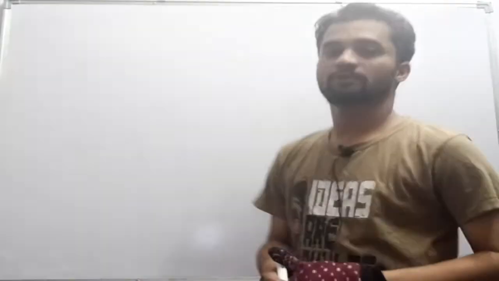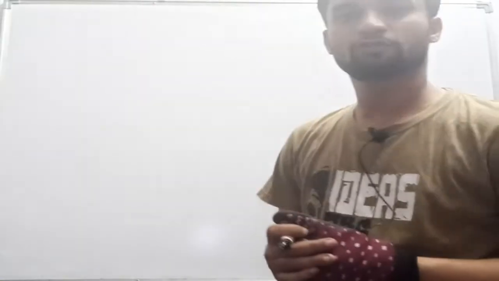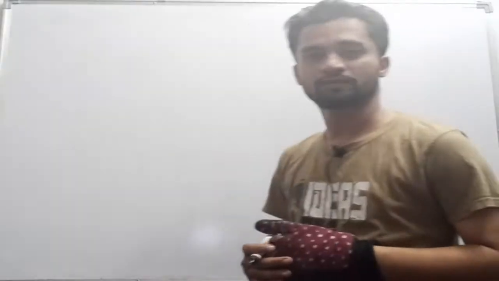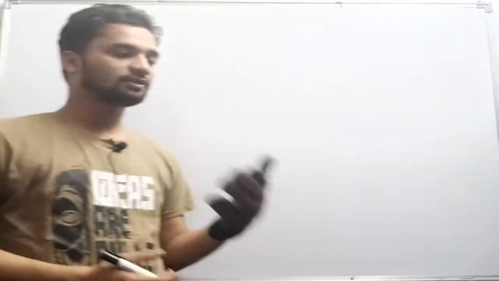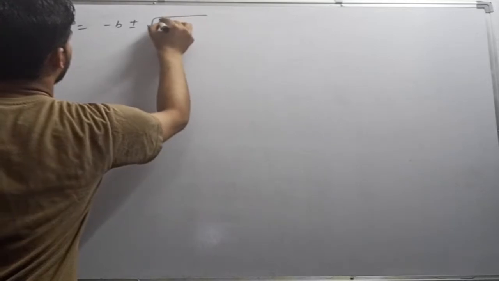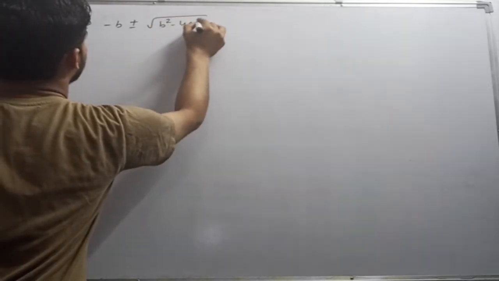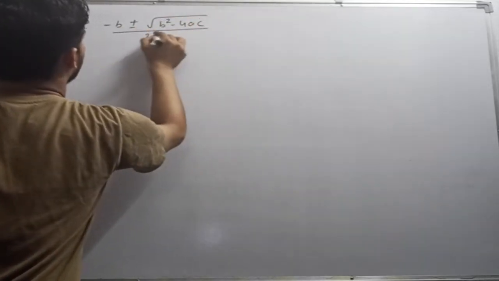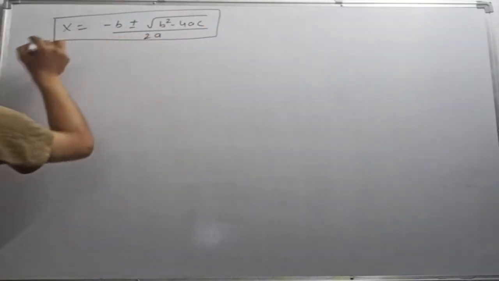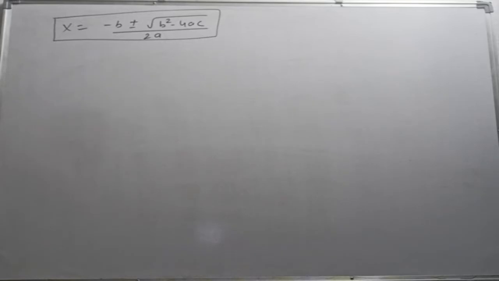Hello students, in my previous video we studied how to find the roots by the factorization method, and now we will see how to find the roots by using the formula method. So first of all, what is the formula for finding the roots? The formula is x equals minus b plus minus root over b square minus 4ac, upon 2a. This is the formula for finding the roots by using the formula method.